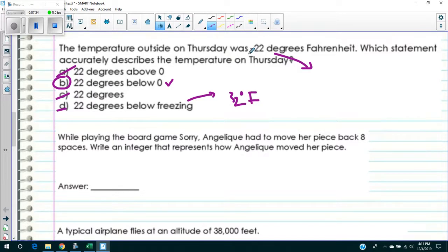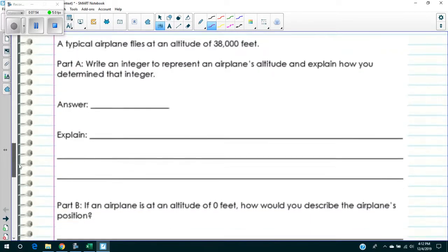Let's keep it going. While playing the board game Sorry, I've never heard of that game before. Maybe you have and you can tell me about it. Angelique had to move her piece back eight spaces. Write an integer that represents how Angelique moved her piece. There you go, bingo. Next question.